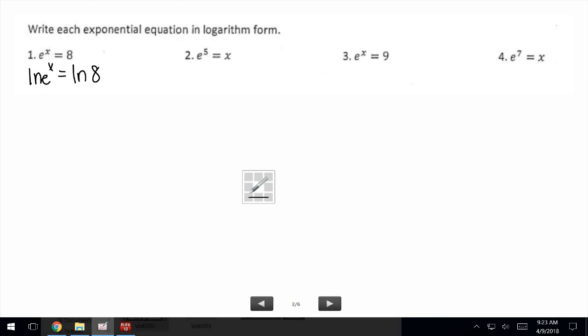All right. What are the two opposites? E and natural log. They are what cancels out. Nothing else cancels except for those two. Everybody okay with me so far? And then the only thing that you have left is x equals natural log 8, and you're done.